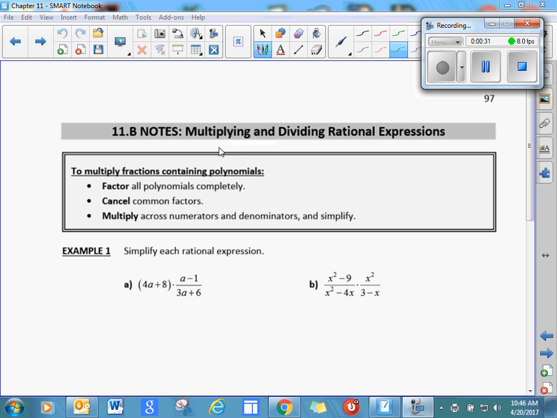So we're actually going to practice multiplying and dividing these rational expressions. And you might remember that division, when you're dividing fractions, you make it a multiplication problem by keep, change, flip. I think some teachers taught it that way. And we'll work with that as we go along.